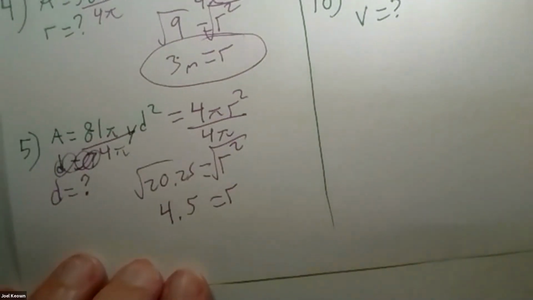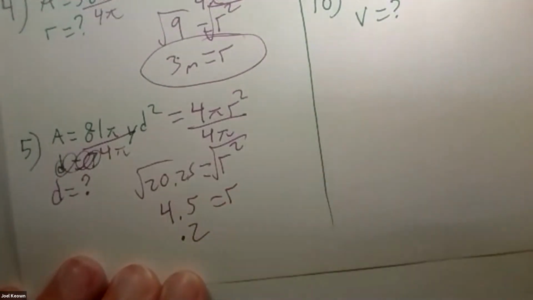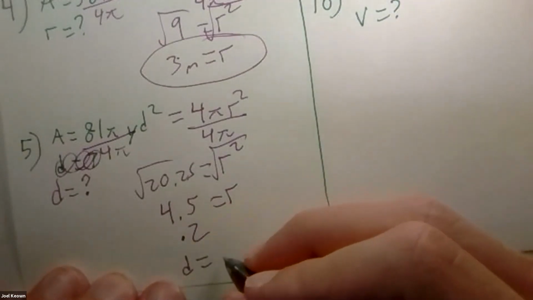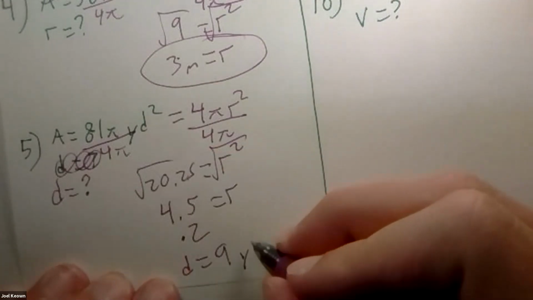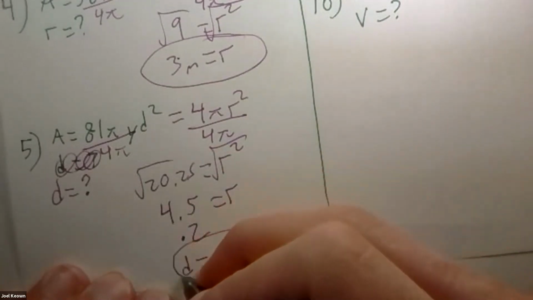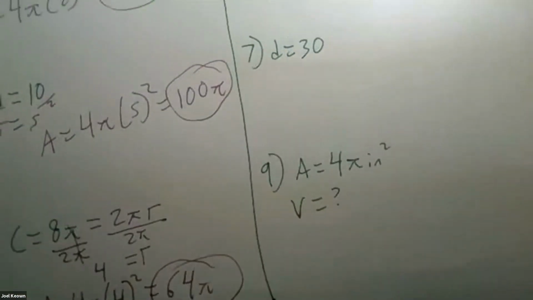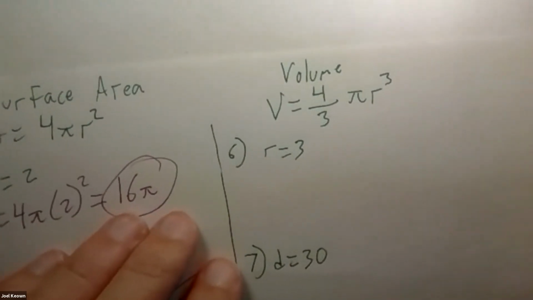Okay, well, to find the diameter, I just multiply that by 2. If I multiply that by 2, I get the diameter is 9, and the units are yards. 9 yards. All right, so those are the surface area ones. Let's go on to volume.